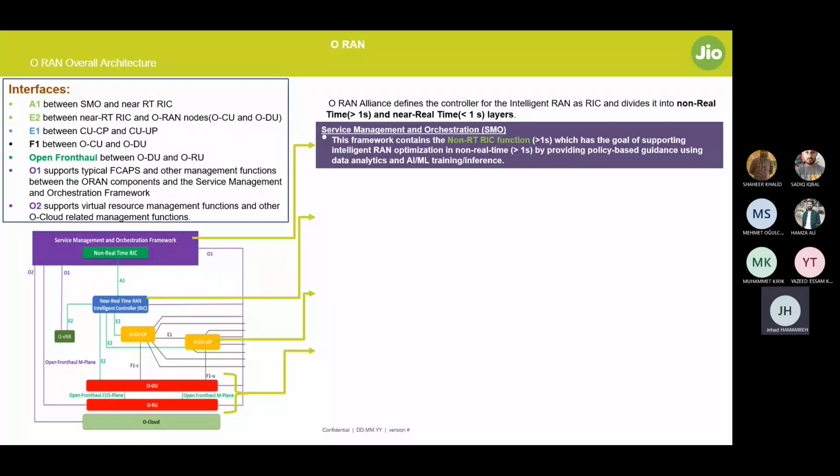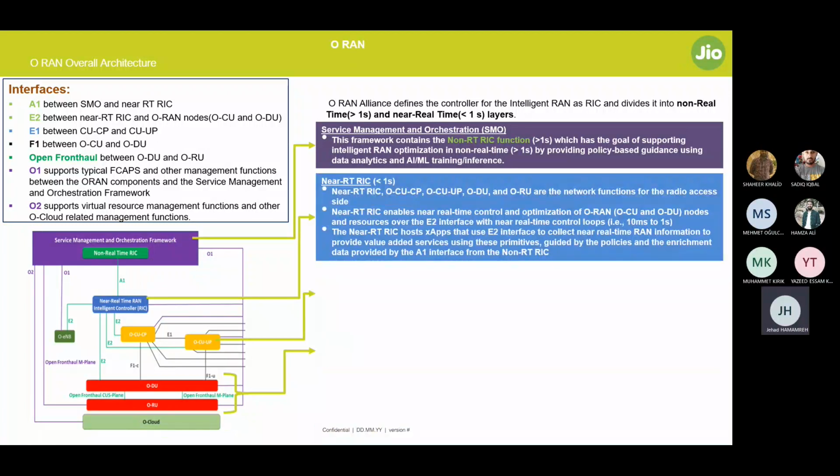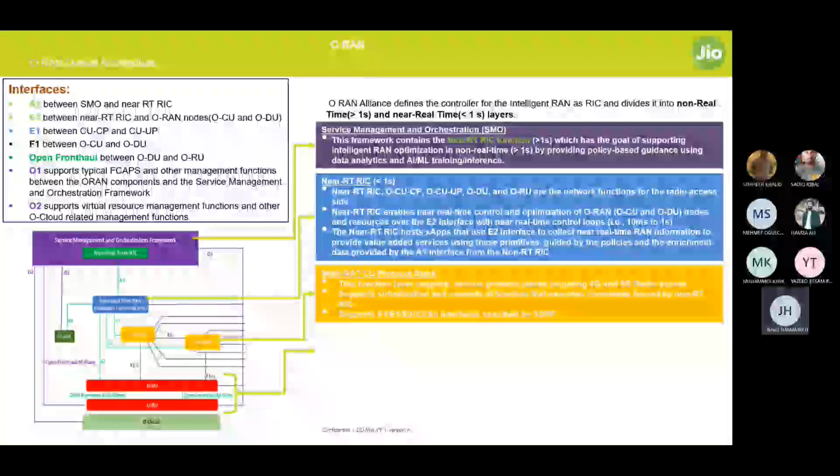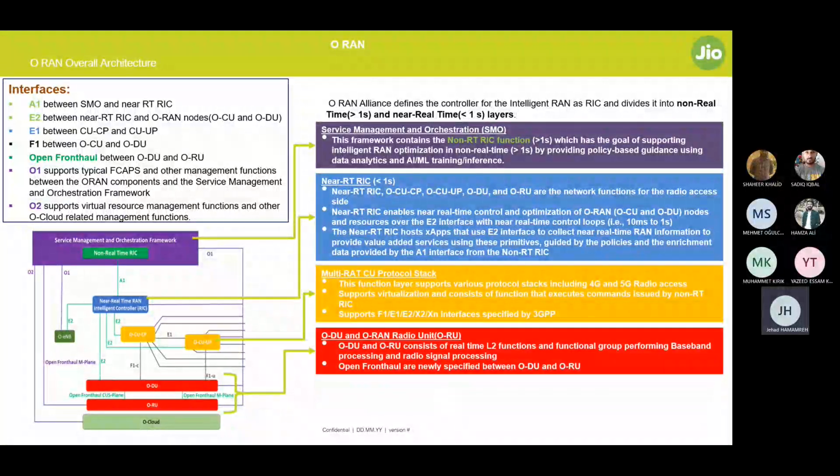Here you can see that more details are provided for each layer: for the service management and orchestration called SMO, for the RIC, the near real-time RAN intelligent controller, and the interfaces and what they do and what they connect, the multi-RAT CU protocol stack, and the ODU and ORAN radio unit.